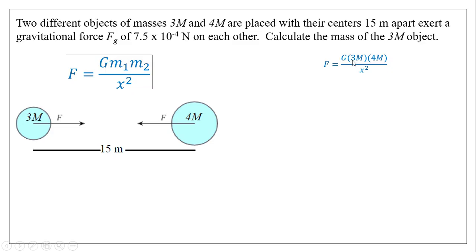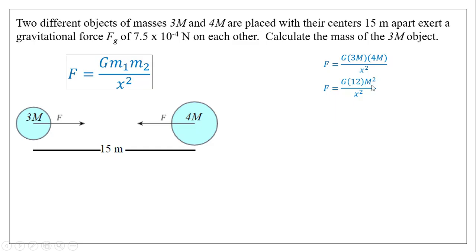I don't know what M1 is. I'm just going to call M1 3 capital M, whatever it is. And then I want to separate that from M2, and M2 I'm just going to call 4 capital M because the diagram says 3M and 4M. All right, and then I'm going to divide it by x squared. So therefore, I'm just going to simplify this really quick. 3M times 4M is 12M squared. 3 times 4 is 12. M times M is M squared. So all I did was simplify the numerator a little bit.